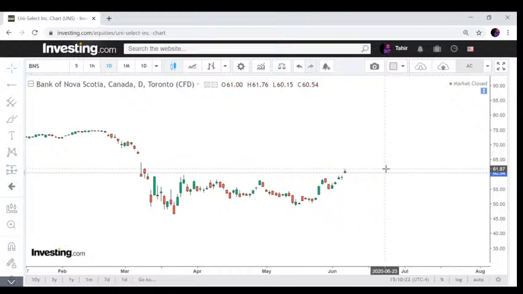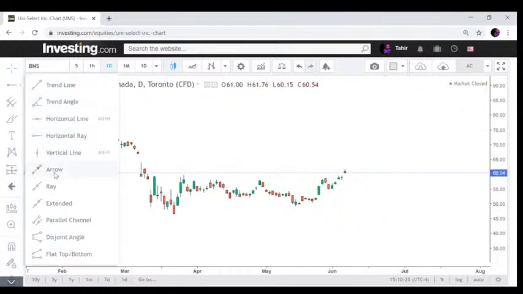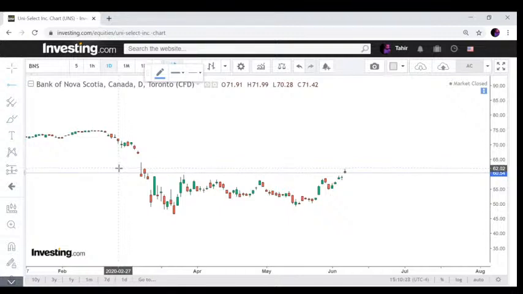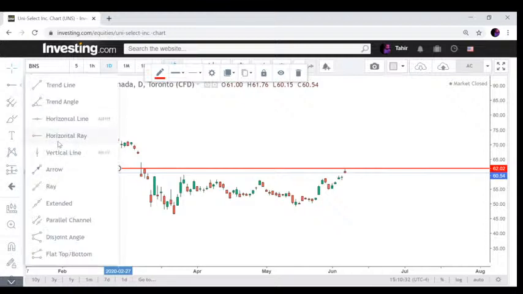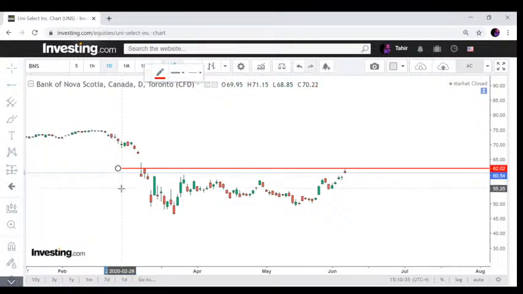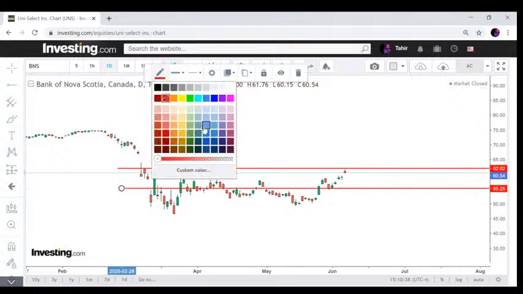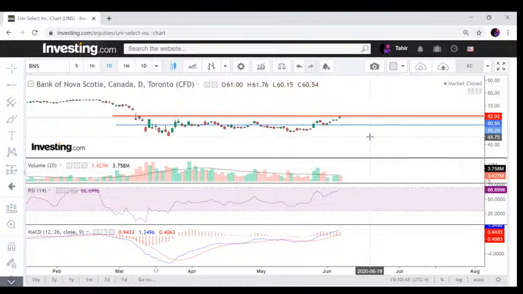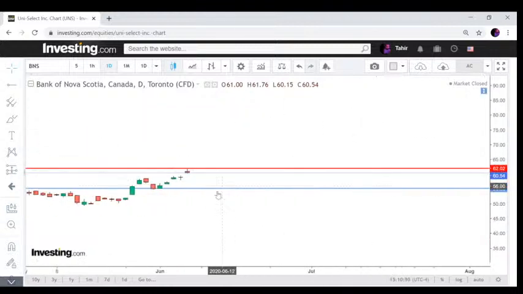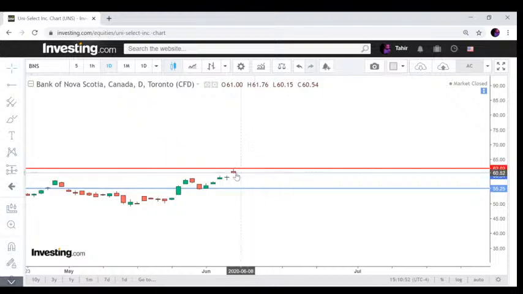BNS seems to be currently at its resistance level. This is the resistance level for BNS, and let me draw the support level. It can take support from here. Let me change the color to blue. This is the support and this is the resistance, and it is currently at its resistance level. If I zoom in, you can see the upward price rejection. This upward price rejection is dangerous. It touched this 62 level and was not able to sustain at that point, and it closed even below its opening price.